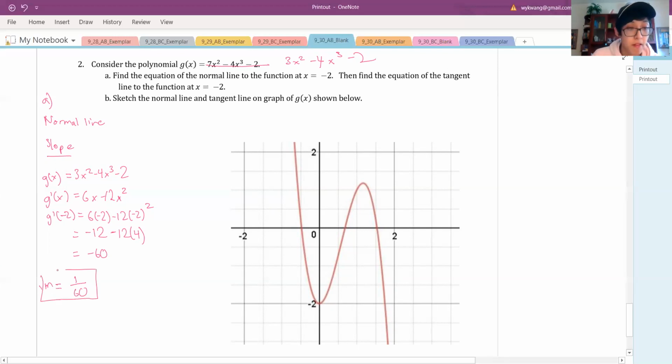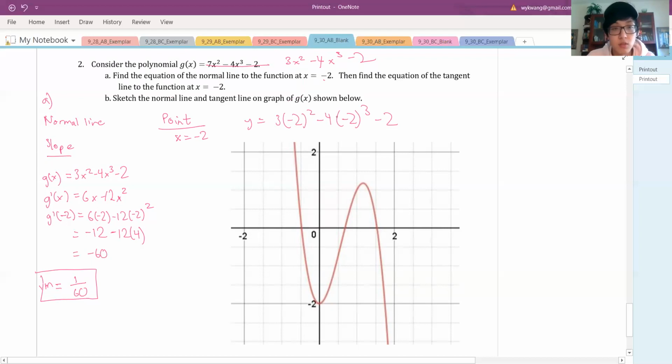Now we need to find the point, because that's the other component we need for point slope form. So we have x equals negative 2, so that's part of the point, because we know the normal line crosses at x equals negative 2. But we need to find the y. So we're going to plug in x equals negative 2 into this function. So y is going to be equal to 3 times negative 2 squared minus 4 times negative 2 cubed minus 2. I just plugged in negative 2 for x.